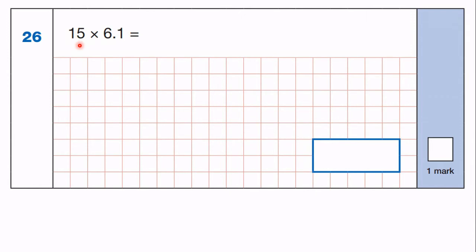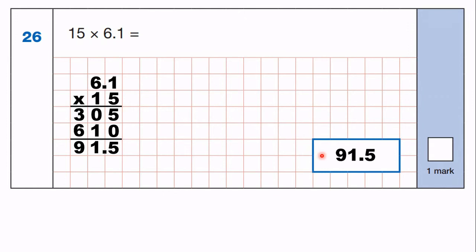Question 26. 15 times 6.1. We can set this out as a column multiplication. Because we have one decimal place in our question, we know that there will be one decimal place in our answer, so we can write in the decimal point straight away. Now, 1 times 5 is 5, and 6 times 5 is 30. Now we can write a 0 in our second answer line, and 1 times 1 is 1, 6 times 1 is 6, so now we just need to add up our answer lines. 5 plus 0 is 5, 0 plus 1 is 1, and 3 plus 6 is 9, so our answer is 91.5.